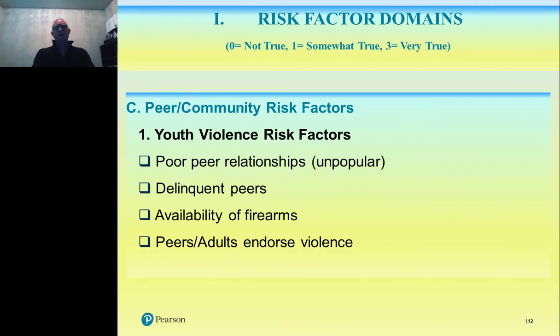So then the third broad domain in the risk factor domain is the peer community risk factors, okay? So the youth violence risk factors, which empirically validated components include poor peer relationships, and particularly if you see youth who we might describe as unpopular.